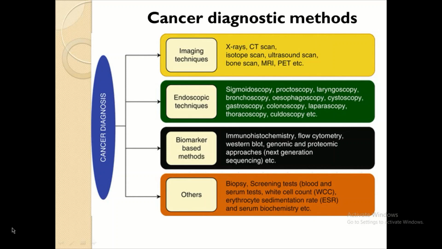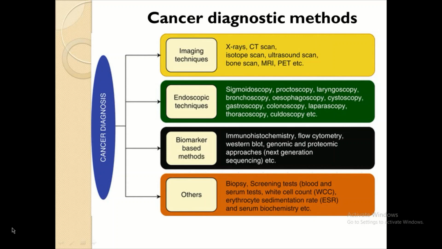The second method is the endoscopic method. This endoscopic method is especially for the diagnosis of cancer in the internal part of an organ. Since it is a little invasive method, people used to go for imaging techniques, because imaging techniques don't affect you much.